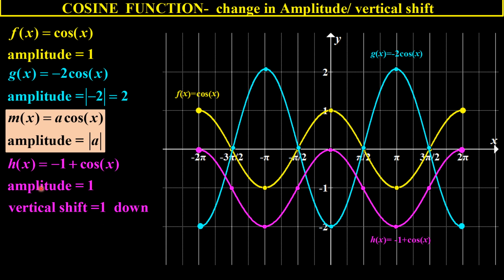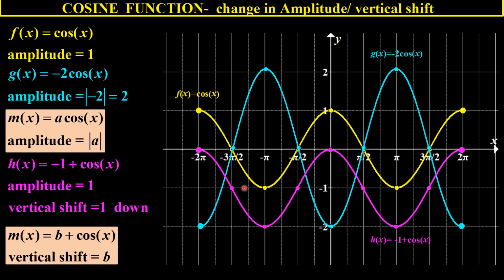So this is a vertical shift, and we say 1 down. If I have a negative 1, it's 1 down. If I have a negative 3, it is 3 down. If I have a negative 5, it is 5 down. So everything is shifted. You see that point is 1 down. All the points on the curve are moved 1 down there.